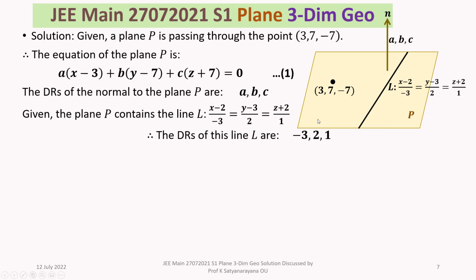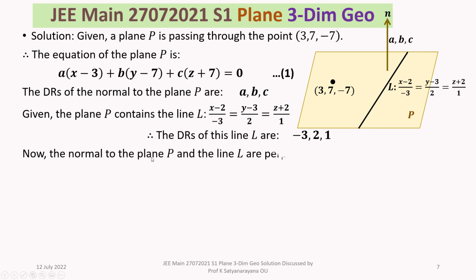Now, you see from the figure, this is the normal to the plane and this is the line in the plane. So therefore, they are perpendicular to each other. Therefore, the direction ratios of the normal A, B, C and the line L -3, 2, 1, when they are perpendicular, the direction ratios are to be multiplied. That is -3 times A, 2 times B plus 1 times C.